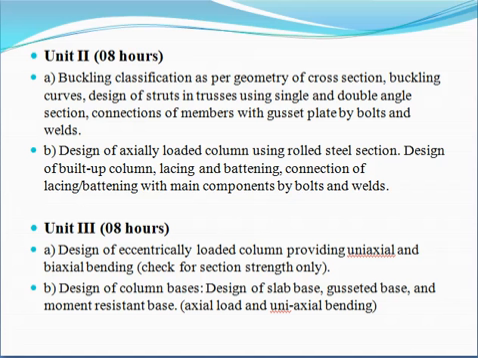Now next is unit number 3, that is design of eccentrically loaded column providing uniaxial and biaxial bending. We have to check only the section strength here. Now part B is design of the column bases: design of slab base, design of gusseted base, and design of the moment resisting base. These three bases we have to study in this unit number 3 part B.